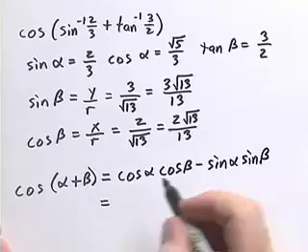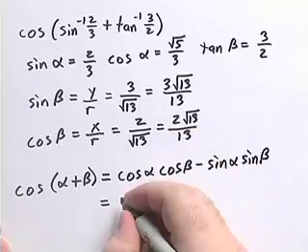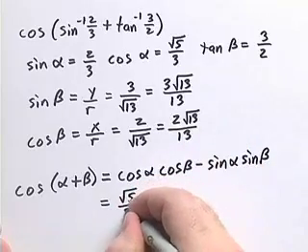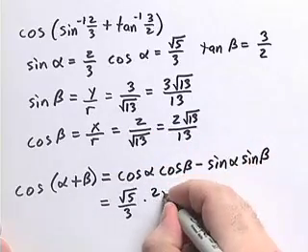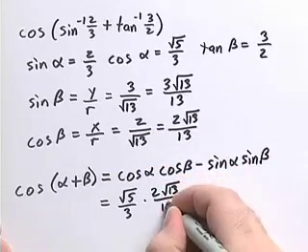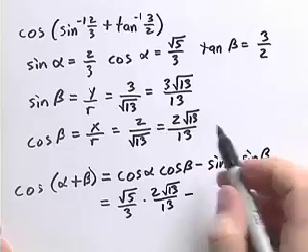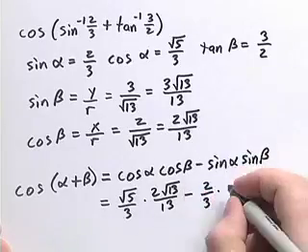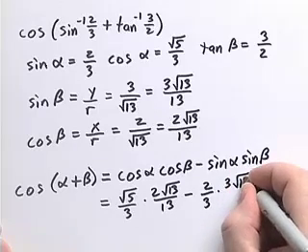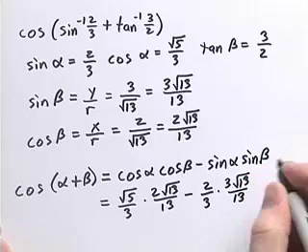Then we're going to plug in our known quantities. You know that cosine alpha is the square root of 5 divided by 3. Cosine of beta is 2 times the square root of 13 over 13. Sine of alpha was 2/3. And the sine of beta is 3 times the square root of 13 over 13.